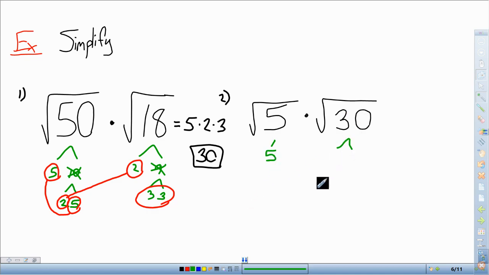30, I can break down. I'm thinking, what, 5 times 6 we can do? 5 is prime. 6, though, can be broken down to a 2 times 3. Cross it out.